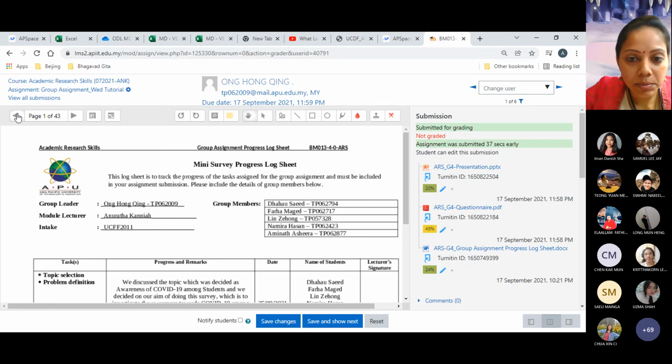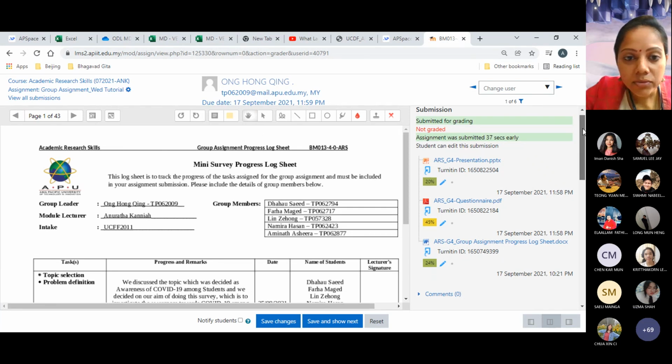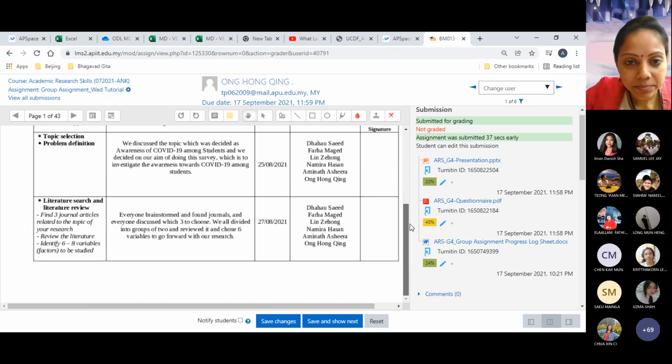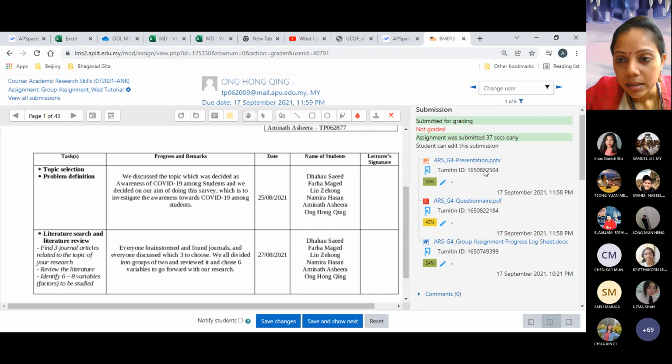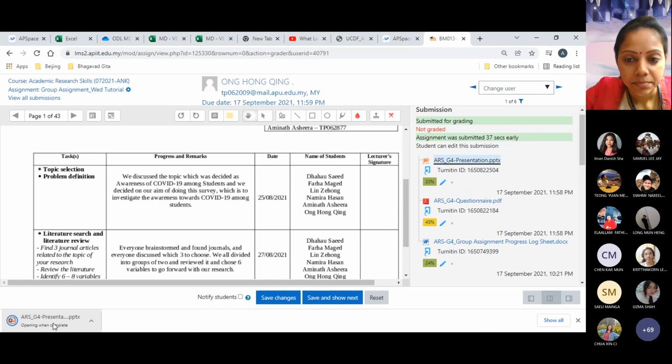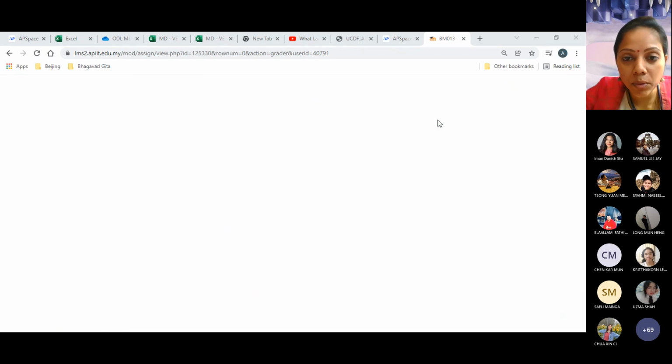This is how your submissions will be. You have to submit your progress log sheet. Put everybody's name here, who did what. Number one, your slides. Let me show you the slides. This is just a guideline. I'm not saying I know what the grade of this group is, or what their score is. I'm not too sure. This is just on the submission.